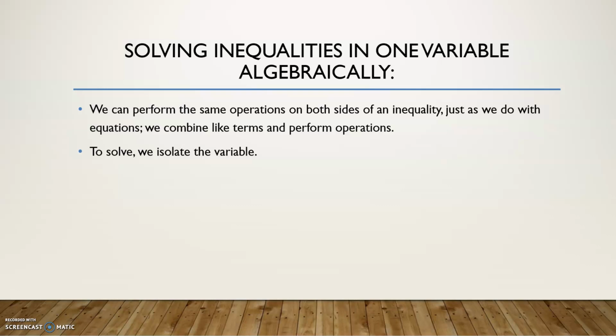This is part 2 of section 2.7. So we're talking about how to solve inequalities with just one variable. Like in the last video, we do the same operations on both sides of the inequalities, just like we do with equations: combine like terms, and perform operations like addition, subtraction, multiplication, and division. To solve your inequality, we isolate the variable. And the only variable that we have looked at so far is x.